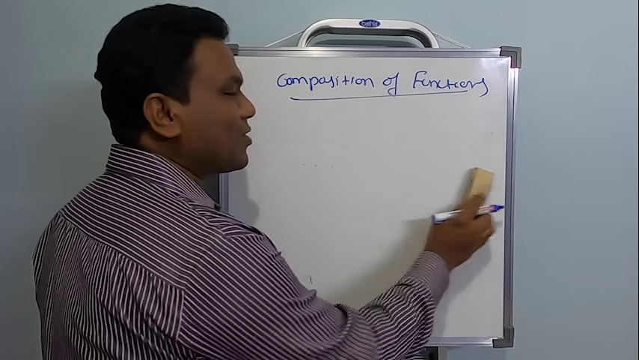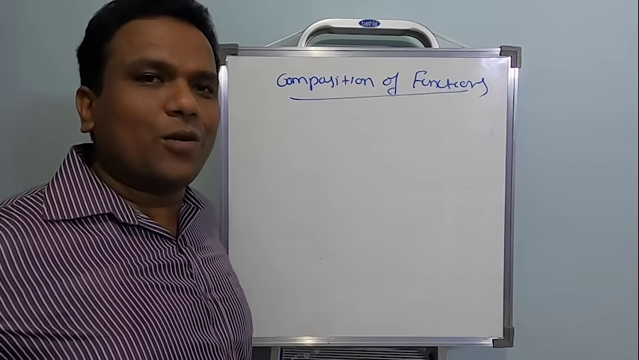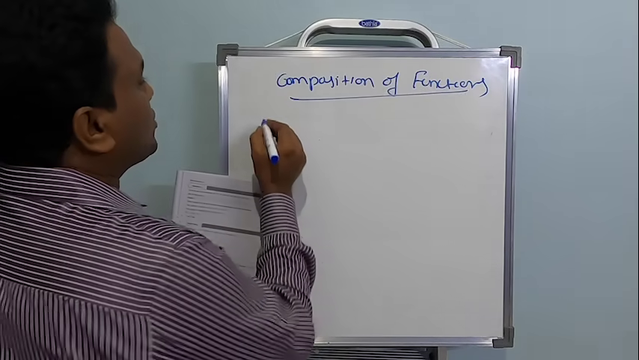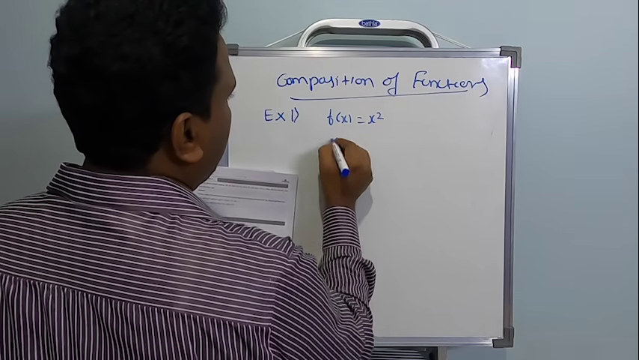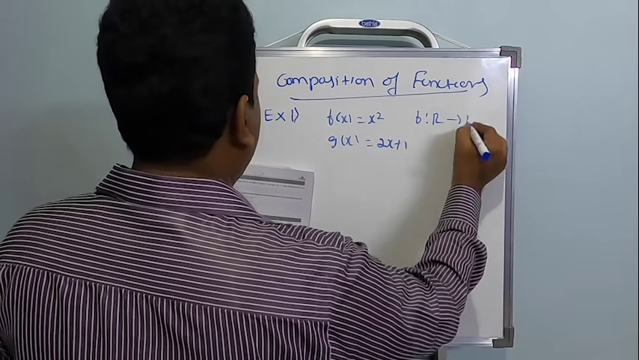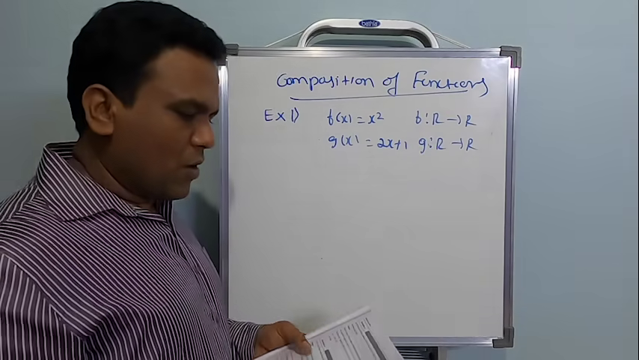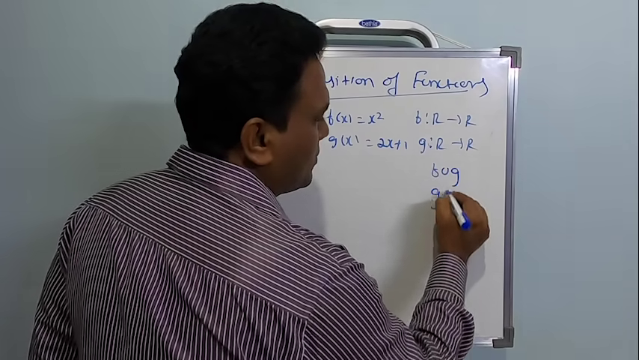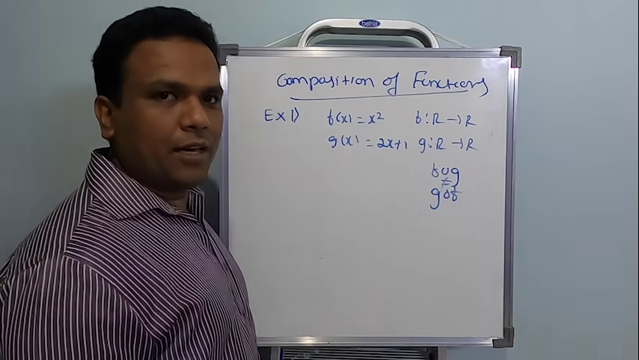I know still the things are not clear, right? We are unable to understand what this theory is. Not to worry, one or two examples and you will find this is one of the easiest topics. So this is example 1, f of x equal to x square and g of x equal to 2x plus 1. But remember, f is defined from real numbers to real numbers and g is also defined from real numbers to real numbers. They are asking to find f of g, find g of f, and also show that these two are not equal.